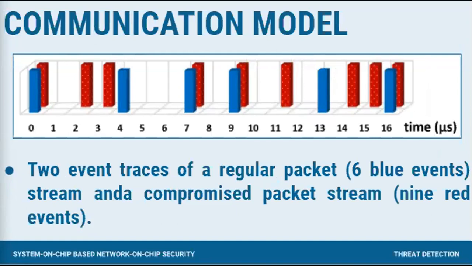Then we need to have a communication model. In a communication model, there are two event traces. One is for the regular packets, where there is no attack, and the other is an irregular packet setup, because there's a compromised packet stream there. The blue one highlighted here is the normal scenario, and the red ones highlighted are the attack scenario. We can obviously see that in the attack scenario, the number of packets going through within a certain period of time is higher than the number of packets in that time in a normal scenario.